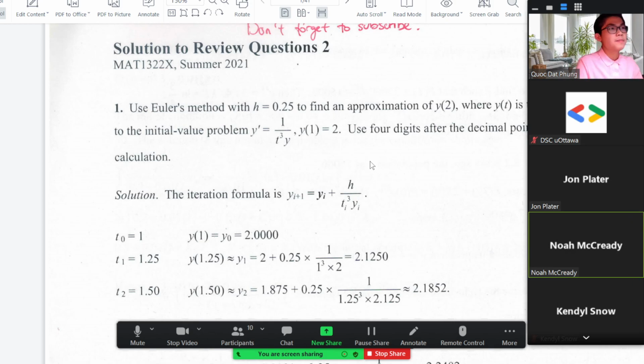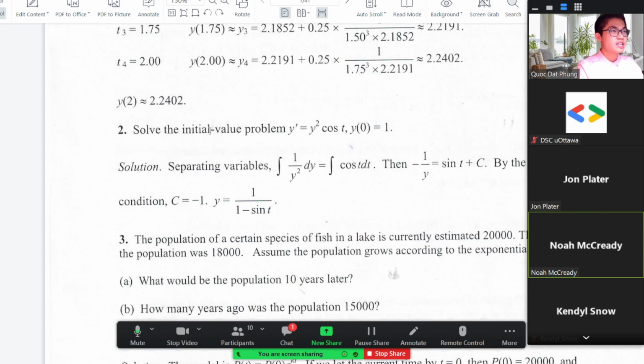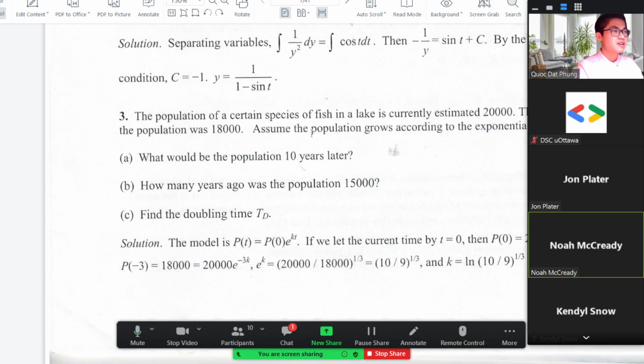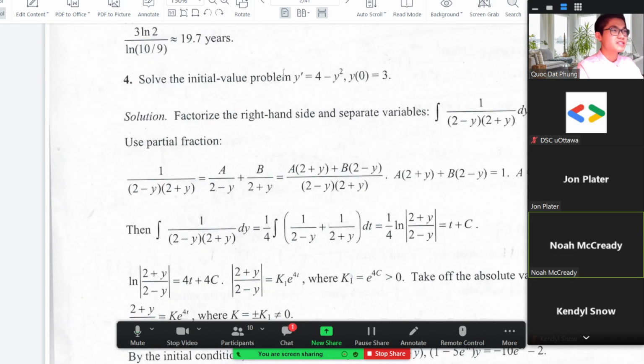Okay, so in today's workshop, we're gonna cover some of the midterm questions that will be on next week. The first one we're gonna go through is with Euler's method. The second question is solving initial value problems. The third one is about population. And then the fourth question is really the same. It's the initial value problem.